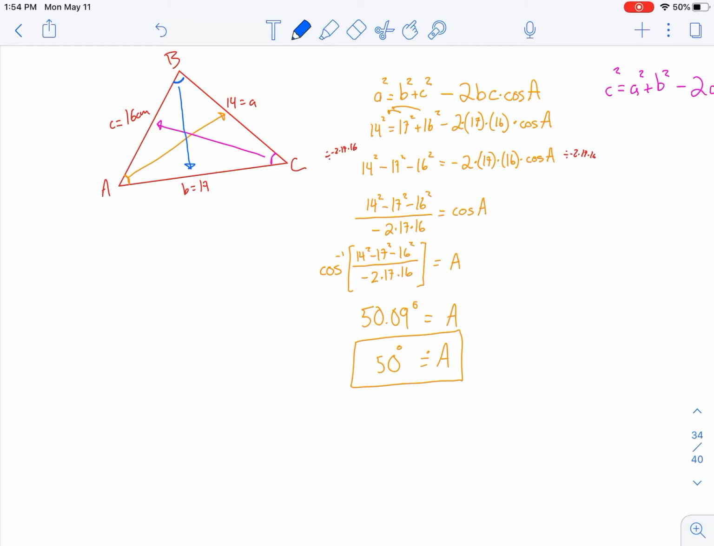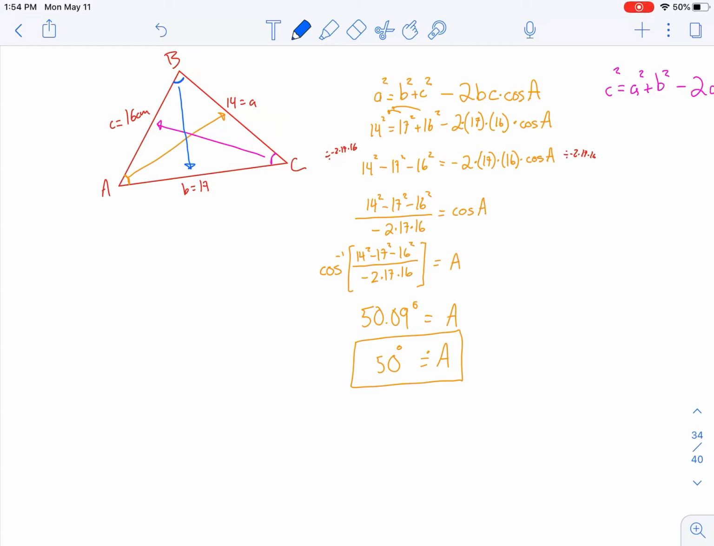Then we can use some sine law to solve for an unknown side. I'm going to multiply both sides by 17. If you're getting good at this and you skip a step, that's just fine with me. I'm going to show this line of work.